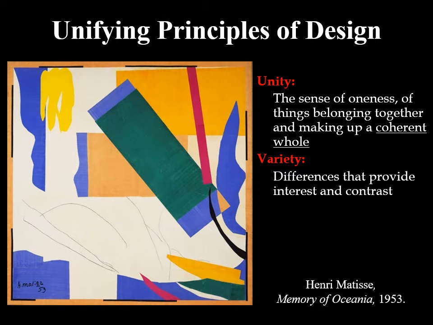So the first, unity. Does the piece feel like a unified whole piece? Do you feel that, in this case, the Henri Matisse, does it feel complete to you? Does it feel like it's nice and unified? And variety, is there enough things going on here, shapes, lines, colors, that keep you interested?